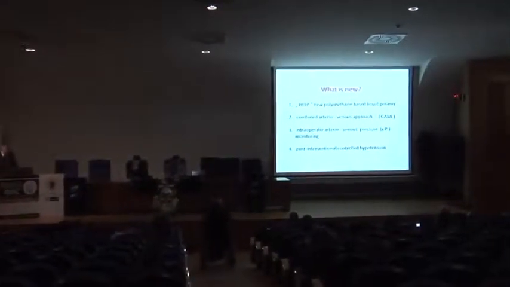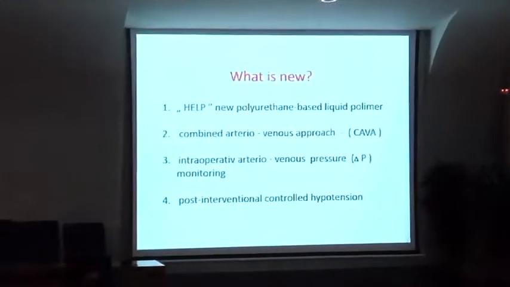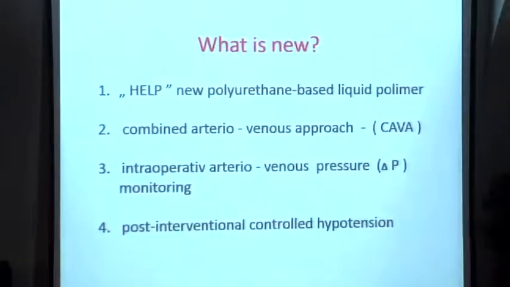So why do we have this good result? What is new in the world with treatment of AVM? In the last 10 years, I know only one: the ARUBA study. I think this is one step forward and two steps back. In my clinic, we do the operation with a new polyurethane-based liquid polymer, HELP, with a combined arteriovenous approach, intraoperative arteriovenous pressure monitoring, and post-interventional controlled hypotension.